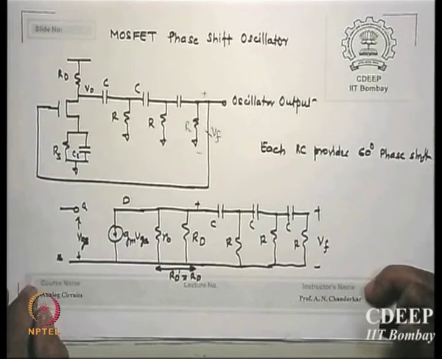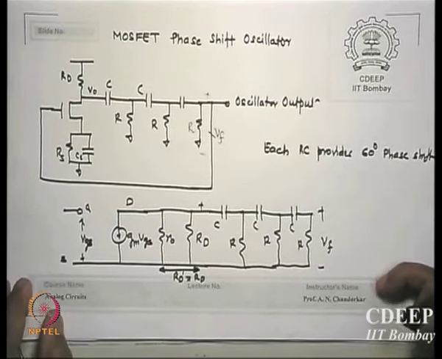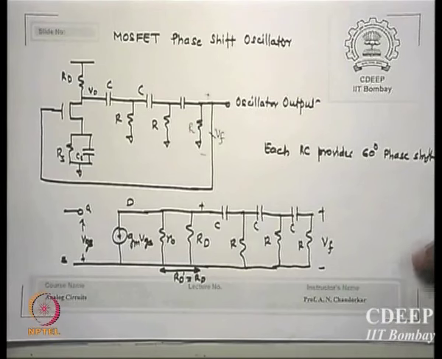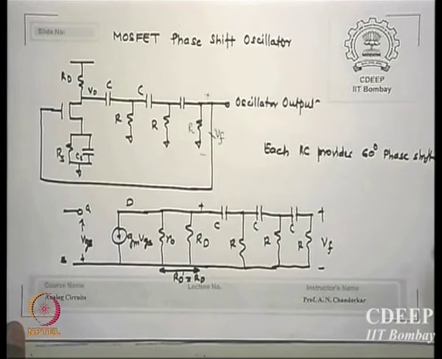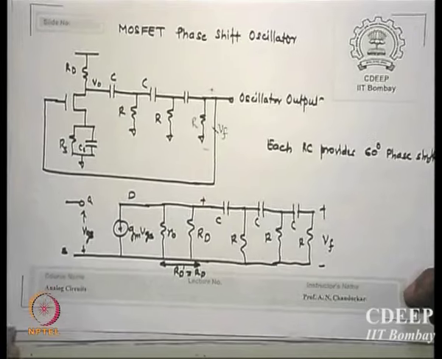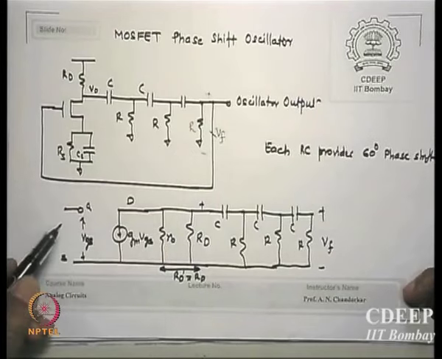How do I adjust 60 degree for any CR network? The impedance of a CR is how much? 1 upon CS plus R. The tan inverse of imaginary by real value is the phase. So adjust your RC value such that it gives you a phase of 60 degree. Is that okay? Just a simple RC, and you find that it will give you a phase of tan inverse of imaginary by real. And if I choose RC correctly, at the frequency of oscillation this value should be equal to 60 degree. And if that 60, 60, 60 is attained, 180 will be the total.